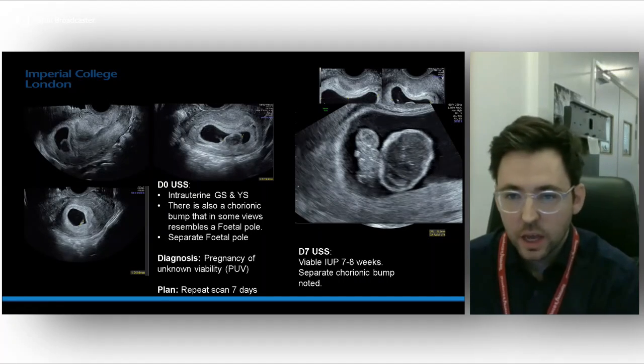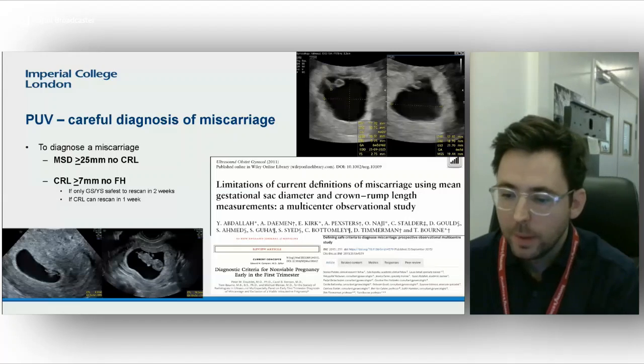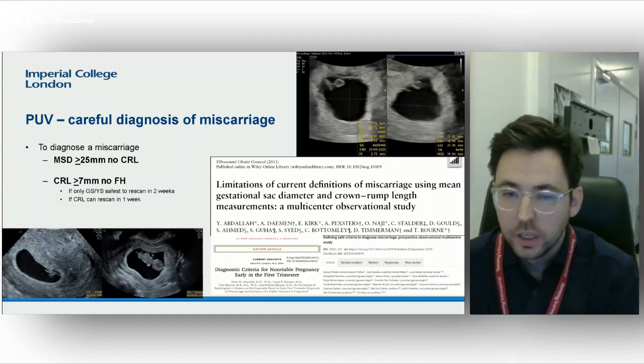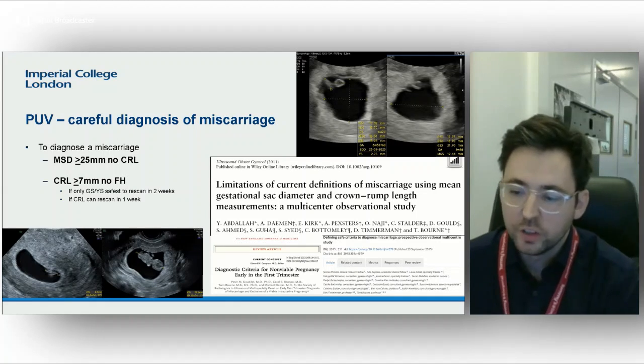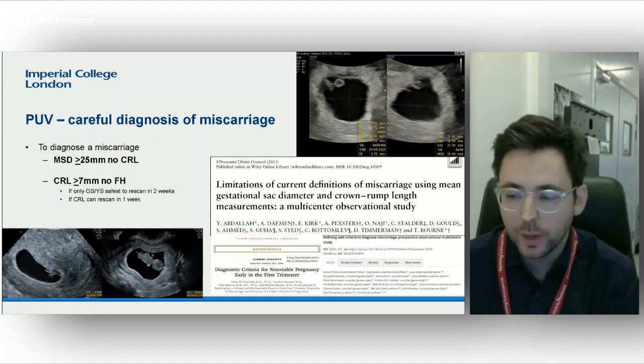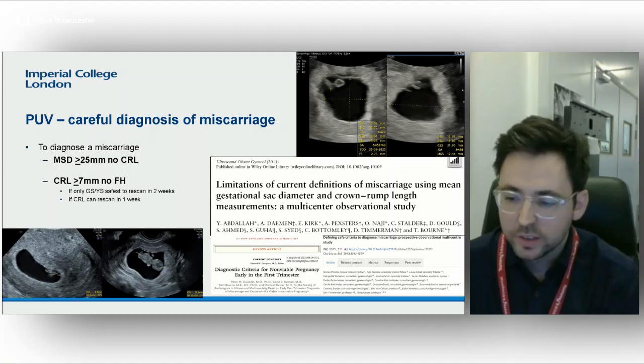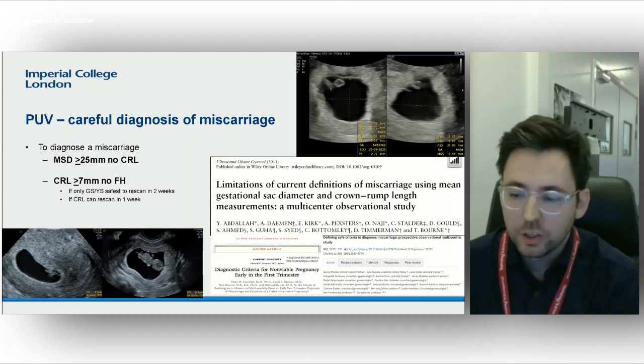So on the next slide, I wanted to talk about the diagnosis of miscarriage. In 2011, this paper was published, which we discussed earlier, which led to an alteration in the diagnostic criteria of miscarriage to what we have now, which reduced the risk of false positive diagnosis of miscarriage. One of the first errors in diagnosing miscarriage can be measuring the gestational sac.